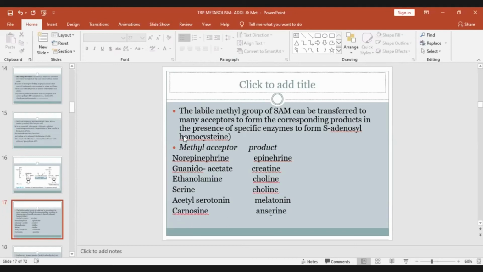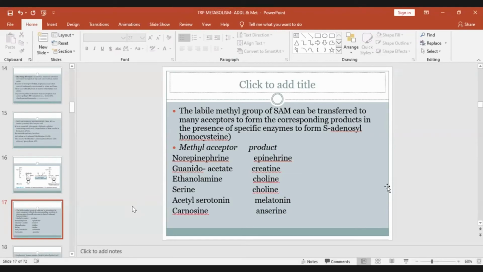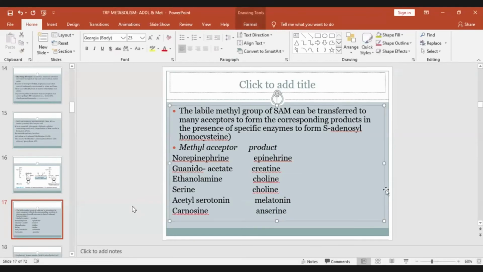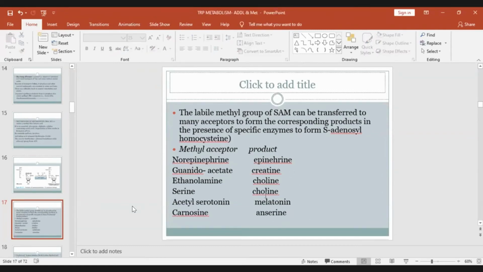So these are peptides in the muscle, copper chelating peptides. Carnosine is converted to anserine. So these important compounds are formed by methylation: epinephrine, creatine, choline, melatonin, and anserine. They are all formed from methylation of different acceptors.